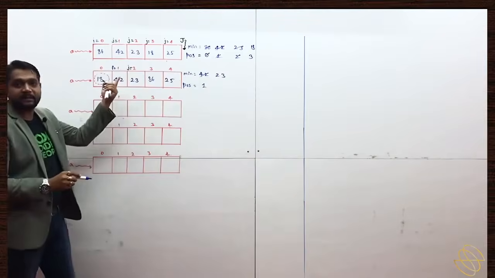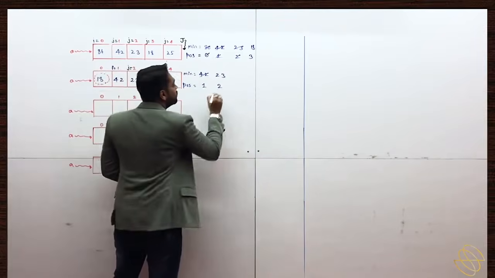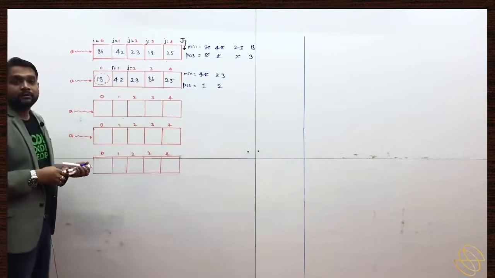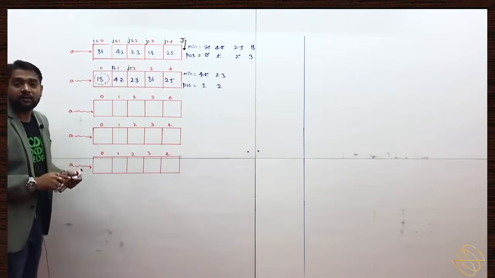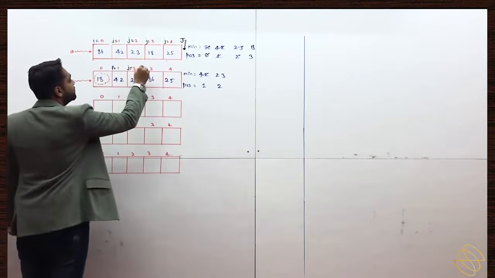Its position, which is present in J, give it to POS. Don't stop. You really don't know which is the correct minimum. Move ahead. J++.